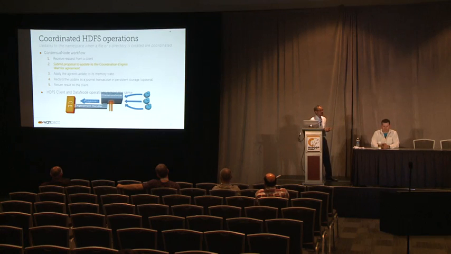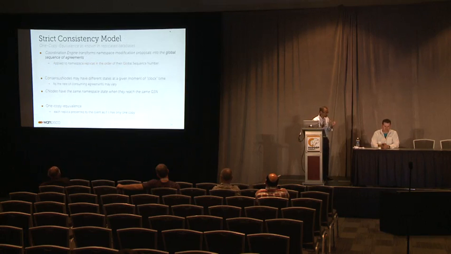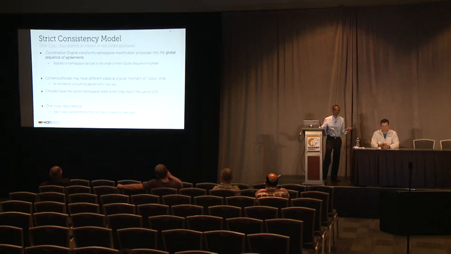The client and data node operations remain completely unchanged. It's a strict consistency model. This is what results in a fully, strongly consistent exact replica in each of the name nodes, and the client can switch from one name node to the other without jobs being interrupted.